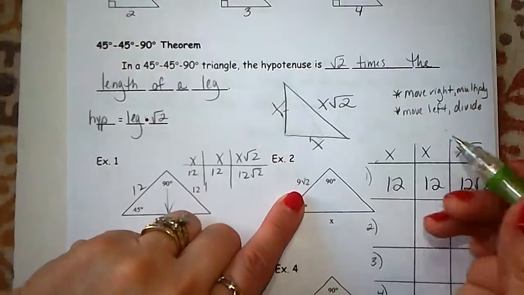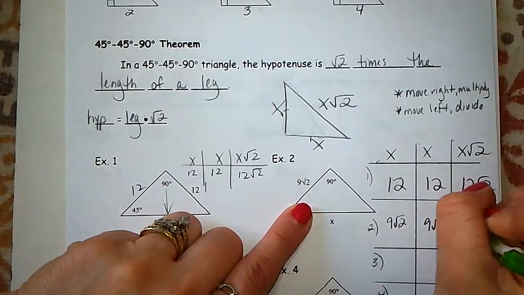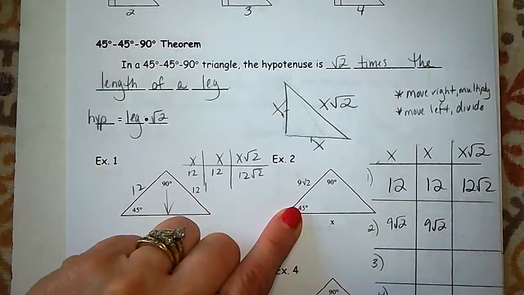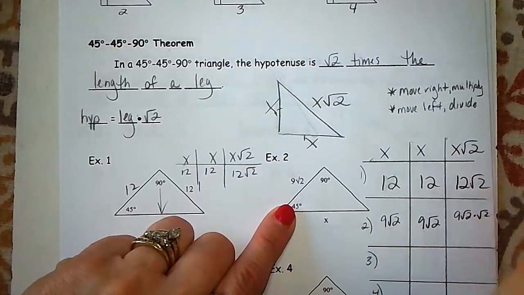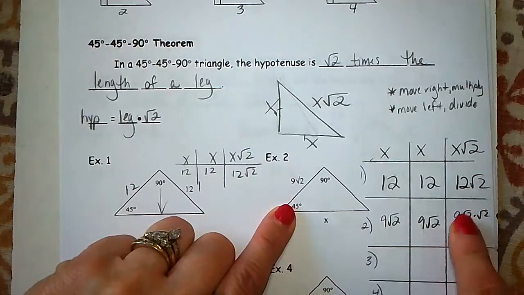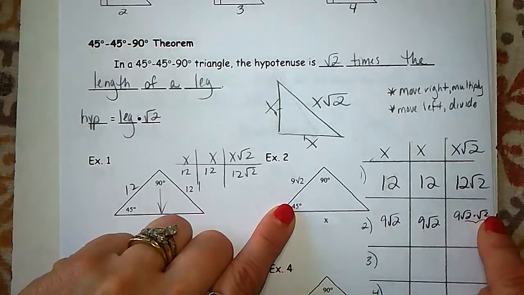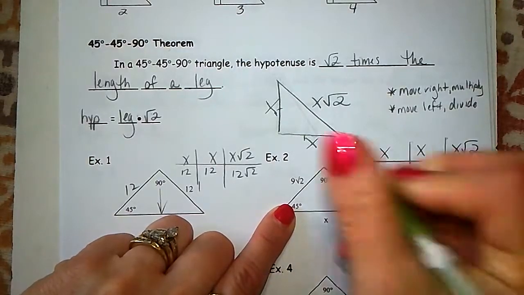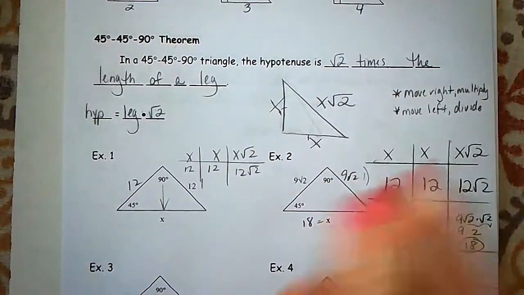Look at the next one. And the next one, once again, I have a leg. So that's 9 root 2. So both of these columns are going to be the same. And now I have to take whatever the leg is times the square root of 2. So I have to do 9 root 2 times root 2 because this 9 root 2 is my x. So when I multiply a root times itself, I get that number back without the radical symbol. So that's actually going to be 9 times 2, which is 18. So that x there is 18. Okay, let's look at the next one.